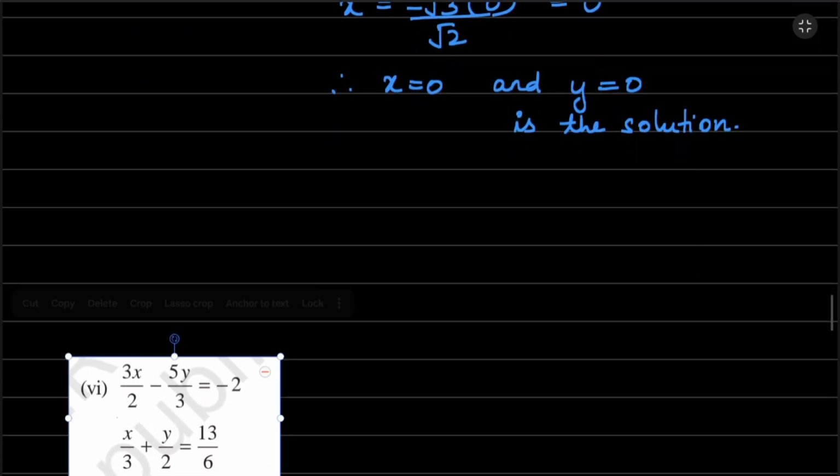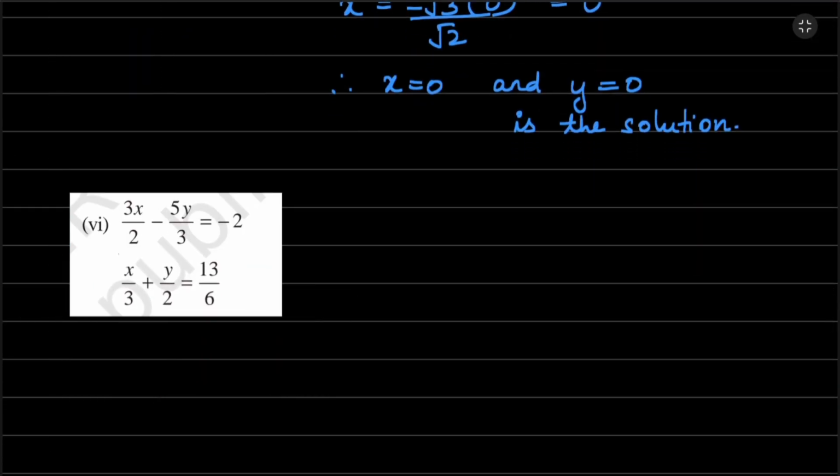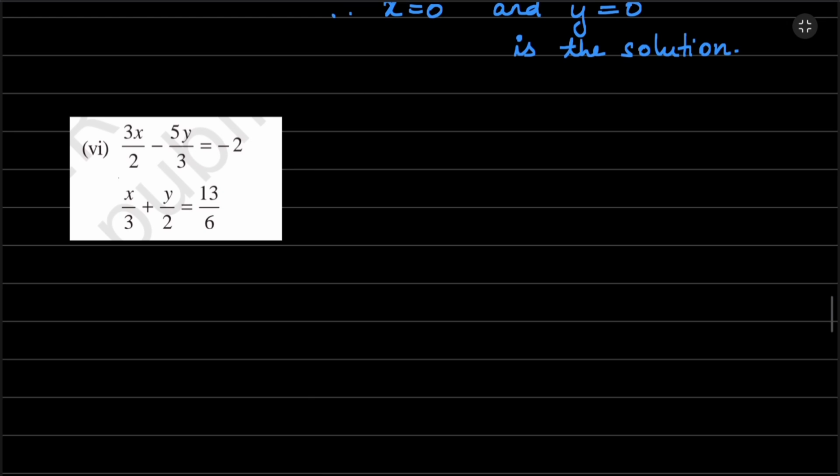And then moving on to the next one here, the sixth question. 3x by 2 minus 5y by 3 equal to minus 2. Let this be your equation 1. x by 3 plus y by 2 equal to 13 by 6. Let this be equation 2.